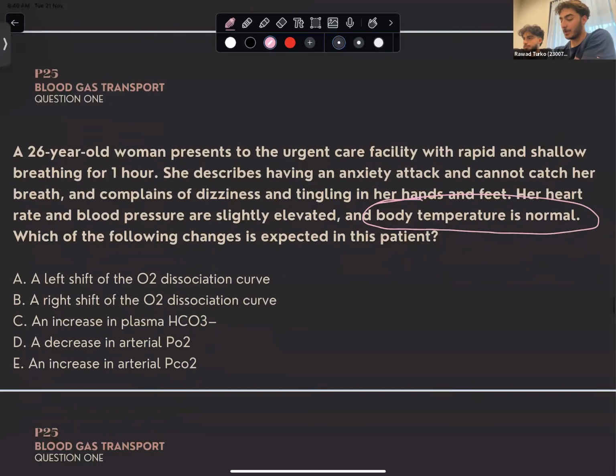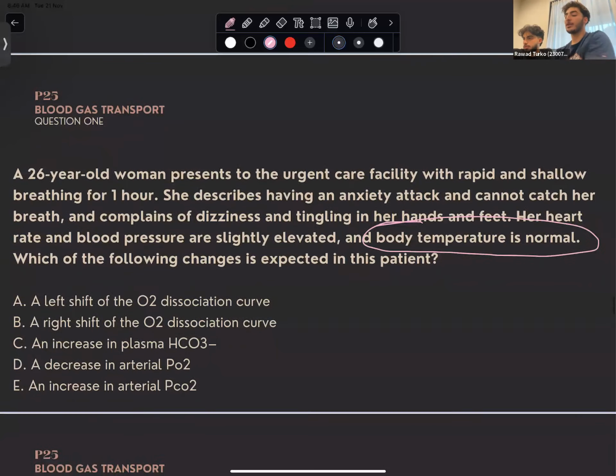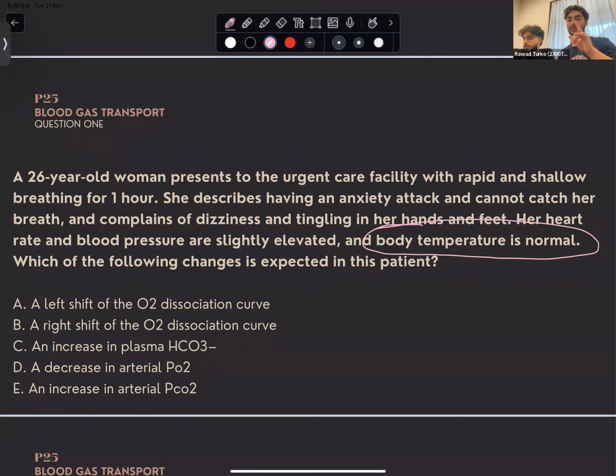Now, what's happening when you're having an anxiety attack? One of the things that's going to happen, and specifically they described it here, is rapid and shallow breathing. What is that? Hyperventilation, right? What's hyperventilation going to do? Immediately, first thing, we talked about this like 30 minutes ago. Ventilation, hyperventilation. 30 seconds ago. We keep talking about it.